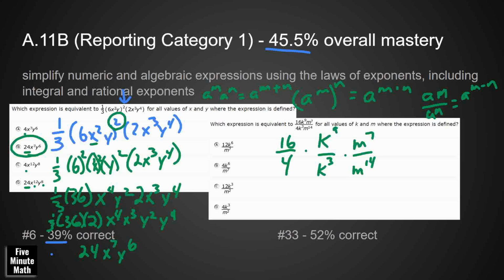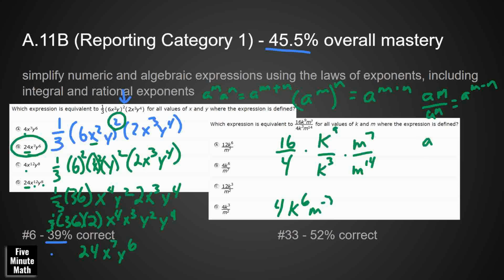All right, so 16 divided by 4 is 4. This is going to be k to the 9 divided by k to the 3. So I'm going to end up subtracting the 2 exponents. So I'm going to get k to the 6, right? And then I'm going to get m to the negative 7, because 7 minus 14, you always have to take the top number minus the bottom number, m to the negative 7. Now that brings in something else. What happens if you have m to the negative 7?